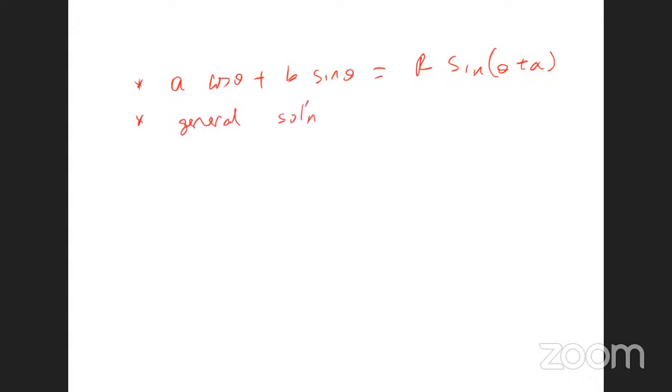Last day, if you remember, we started to look at converting a trig expression like a cos theta plus b sine theta into the form r sine(theta plus alpha). And we also took a look at something called general solution. So we learned to find the general solution for sine, for cos, and for tan. That's how we stopped last day, right?